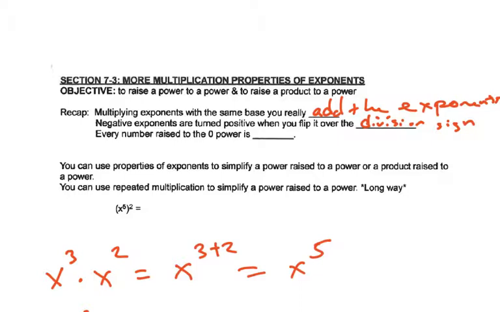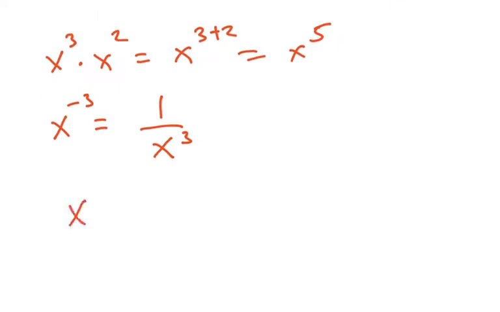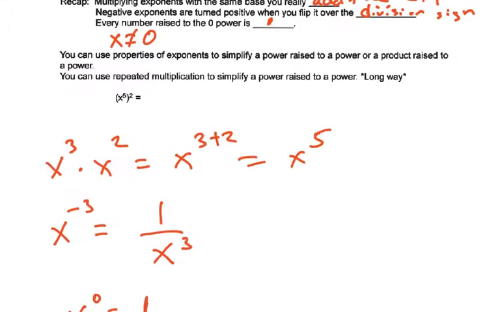Okay. Every number raised, and this should be every number such that if the number is x, x does not equal 0, raised to the 0 power is 1, right? We said if you see something like x to the 0, that's equal to 1. 5 to the 0, that's equal to 1.